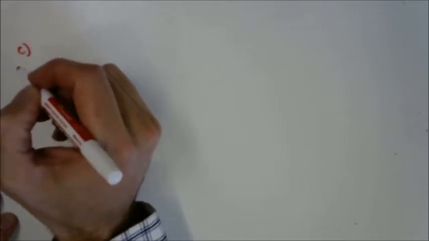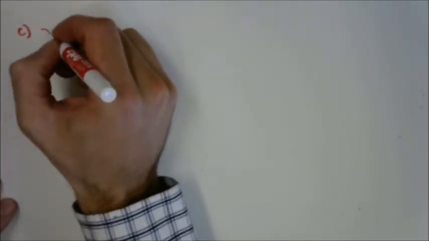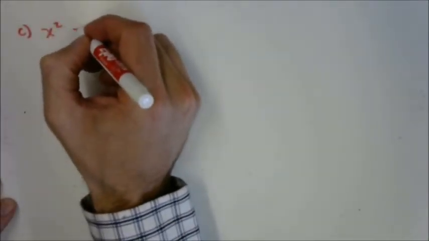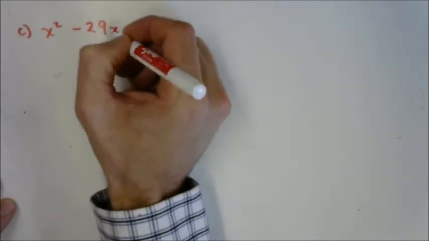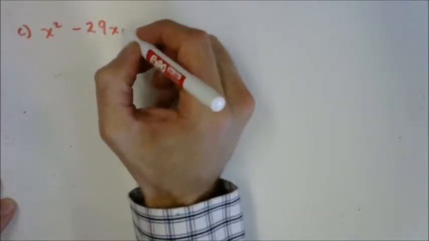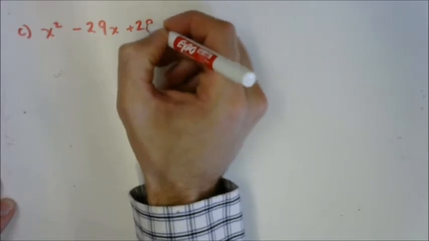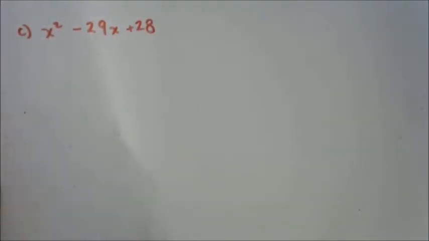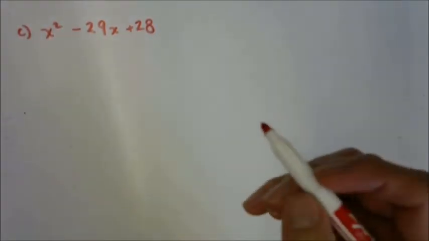Let's tackle number C, and I'm going to let you guys guide our understanding here. So C says x squared minus 29x plus 28. Just off the top of your head, do you think this one's going to work or not? No. Okay, let's try it.